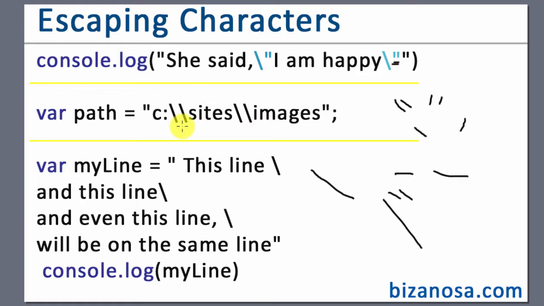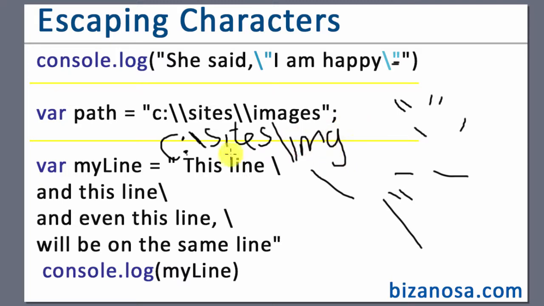Another one also, let's say you're giving the path to a certain file, and you want to do that within a string. If you do that within a string, you have to escape this. So for example, on my Windows, if I want to go to the C drive, I can go into C, then maybe the sites folder, and then the particular image that I want to access in this folder. If I want this to be printed on the screen, what I can do is escape the backslash with another backslash.